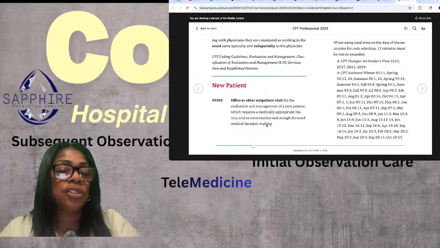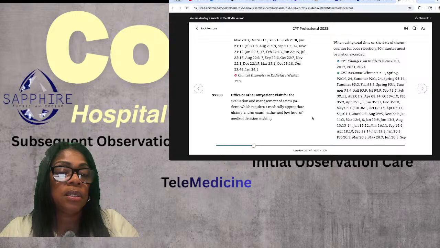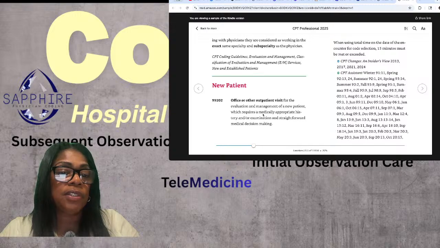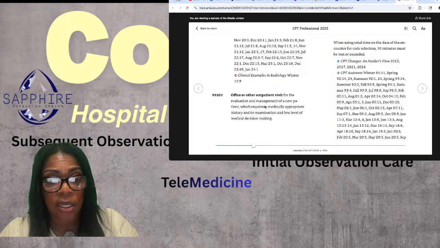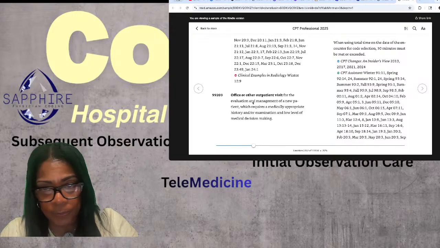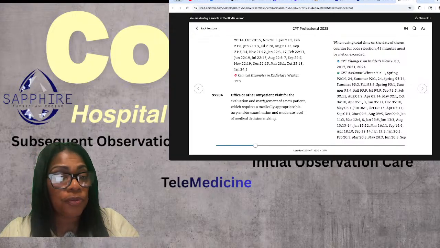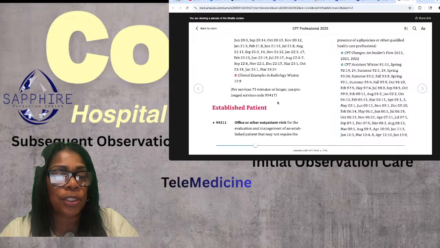New patient, 99202, office or other outpatient visit for the evaluation and management of a new patient, which requires a medically appropriate history and/or examination and straightforward medical decision making. If you see that in the record, you are going to code this. When you get to 99203, you can see that it's much more. The more severe it is, the higher the code that you're going to use.